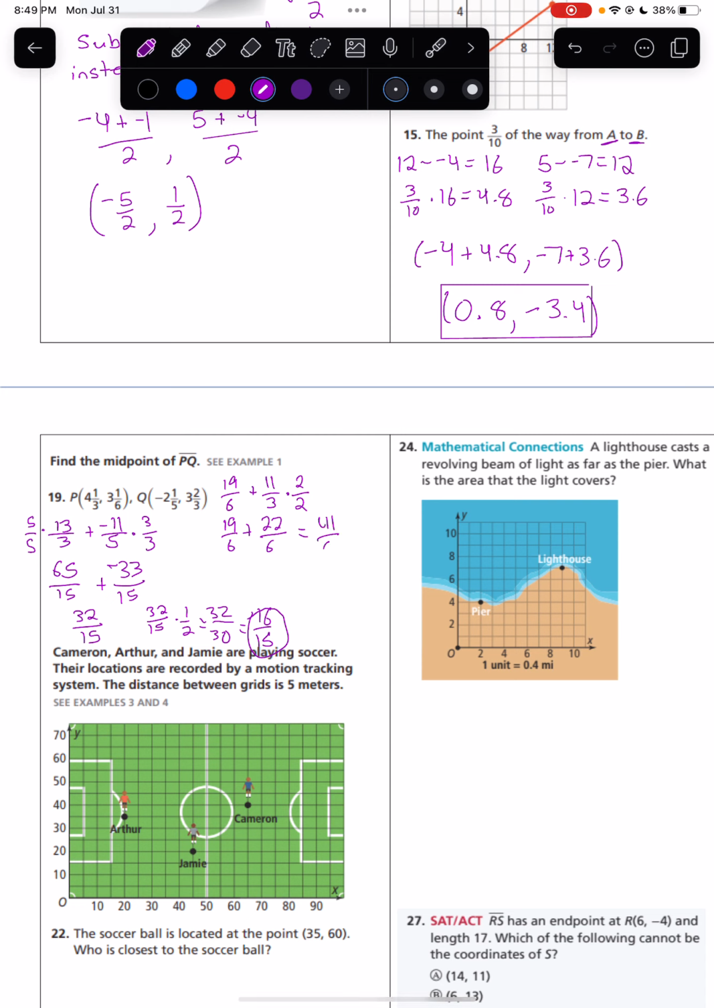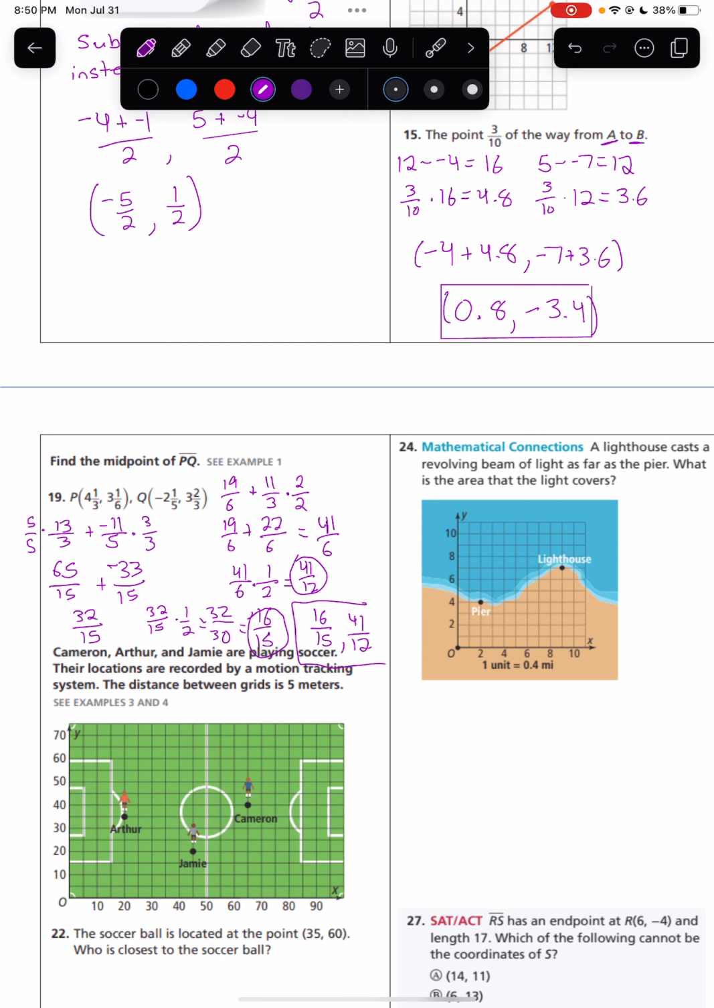41 sixths. Right, and I also need 41 sixths to be cut in half, because I have y1 plus y2, and I need that to be divided by 2. So I'll take 41 sixths, divide by 2, which is the same as multiplying by 1/2, not 1/12. And that's going to give me 41 twelfths for the y coordinate. So my final answer after doing all this fraction work is 16 15ths, comma, 41 twelfths.